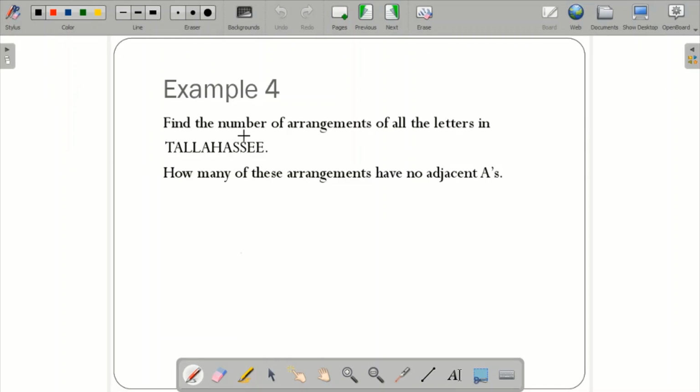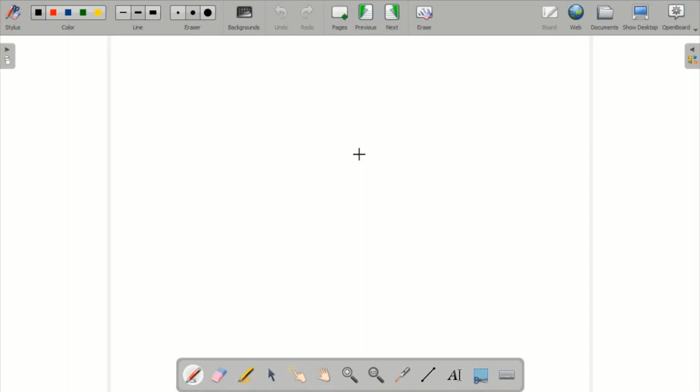So here, example 4: find the number of arrangements of all the letters in Tallahassee. How many of these arrangements have no adjacent A's? So this is nothing but the permutation itself. Let us do it on a new page. Okay, find the number of all the arrangements of this word. Tallahassee is the word. This is similar to how we have done the permutation.